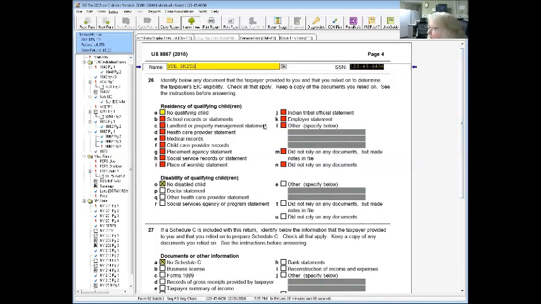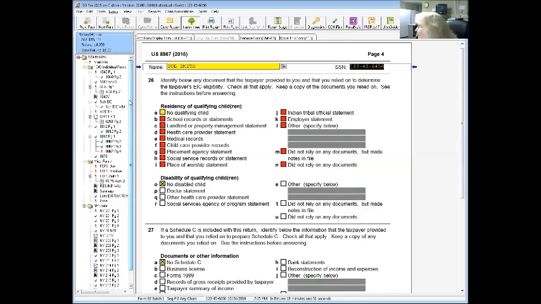Something has to be checked. It can't be left unchecked. First of all, it will not transmit to the IRS, but we have to have documents. Okay? Any questions? Are you going to verify the date of the document? Like, if it's school records, you want it to be somewhat current, right?